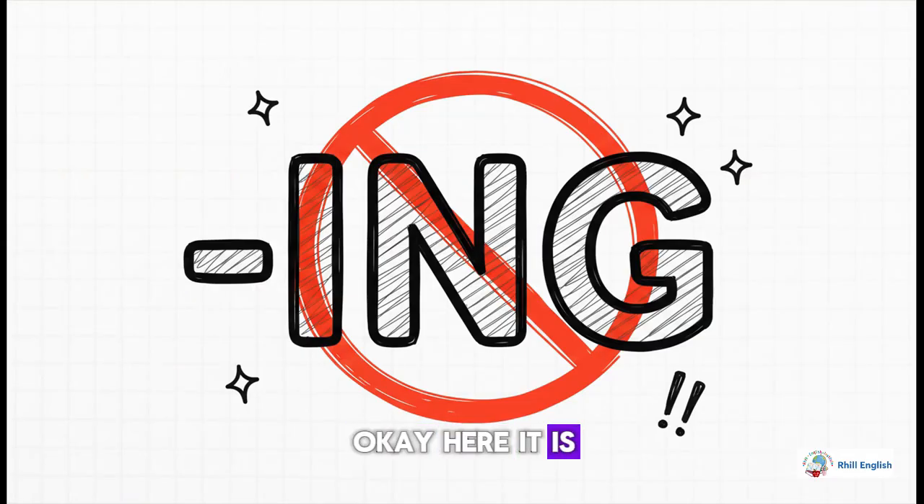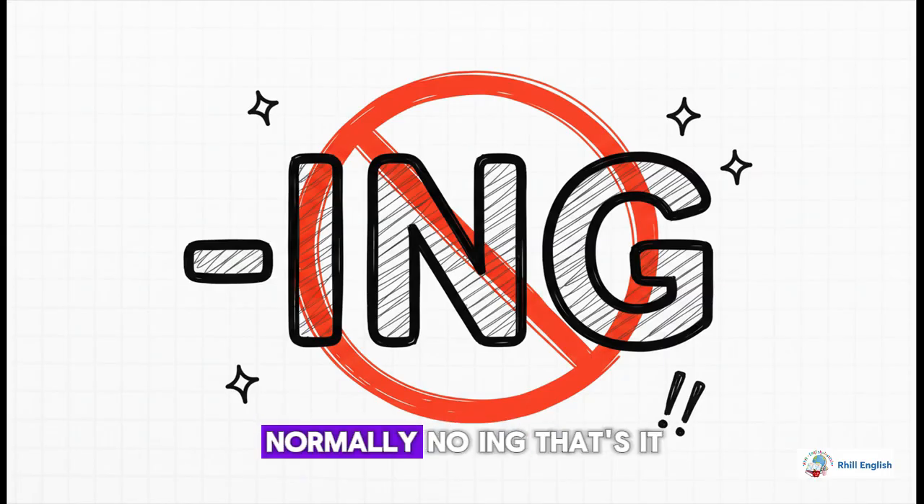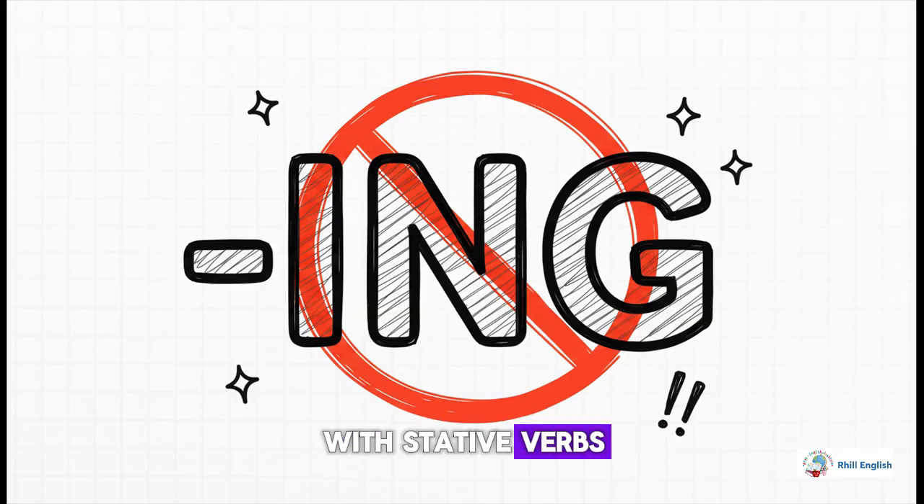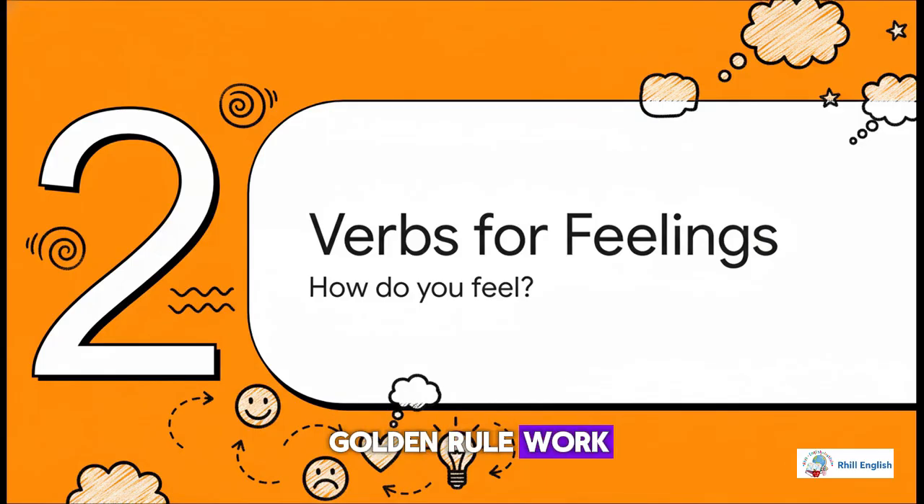Okay, here it is. This is the big one. Are you ready? Normally, no ing. That's it. With stative verbs, we normally do not add ing to the end. I'm going to say it again so it really sticks. Normally, no ing. So how does this golden rule work? Let's look at some real examples.